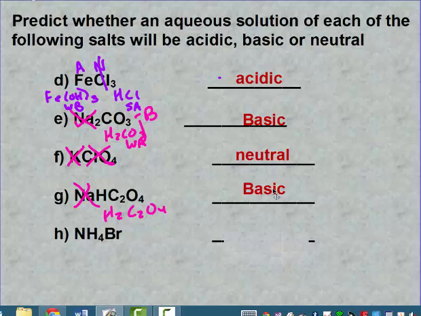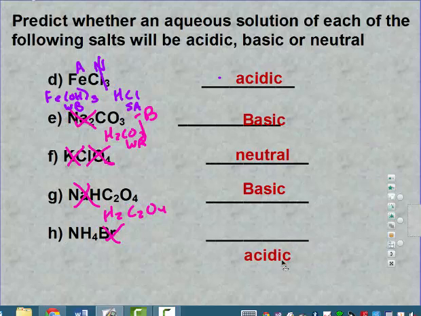And the last one, which piece can we eliminate? Bromine. NH4 came from NH3, which is a weak base. So it's acidic. So all these that I'm saying they're acidic or basic, these are all weak acids and bases. Salts are never a strong acid or a strong base, because the only way to be strong is if it's one of those 7 strong acids or our strong bases. Okay?